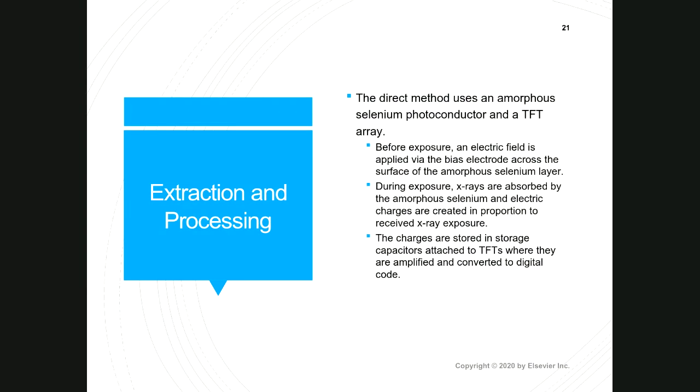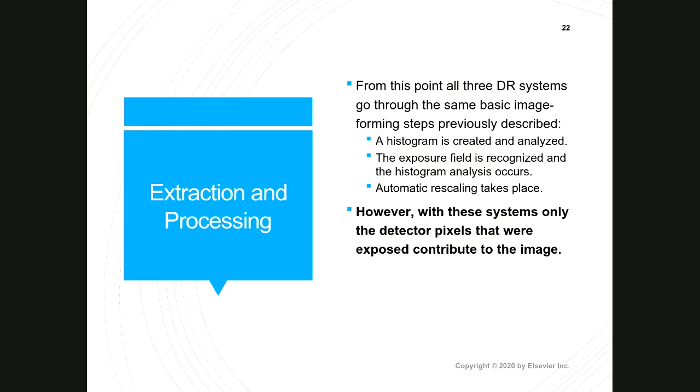Okay, so with the DR, it can use either one of 2 indirect methods or the direct method, which is this, which uses amorphous selenium, a photoconductor, and a TFT array. So there's 3 ways that the DR system can extract that image. And it totally depends on what equipment you have in your department or has been purchased.